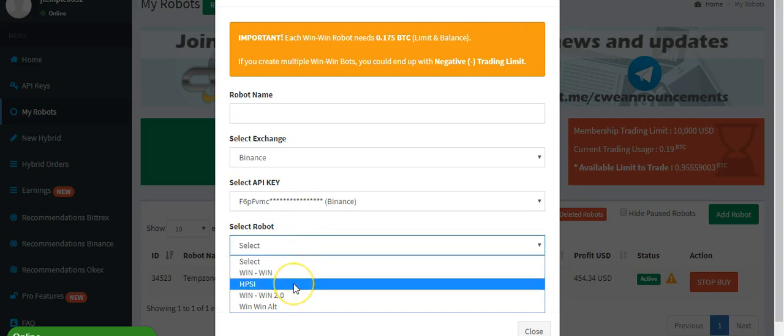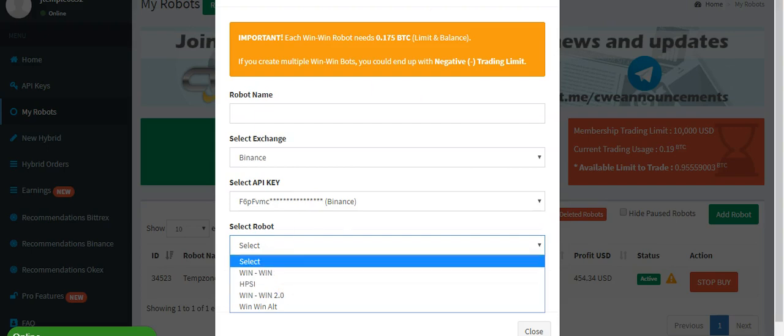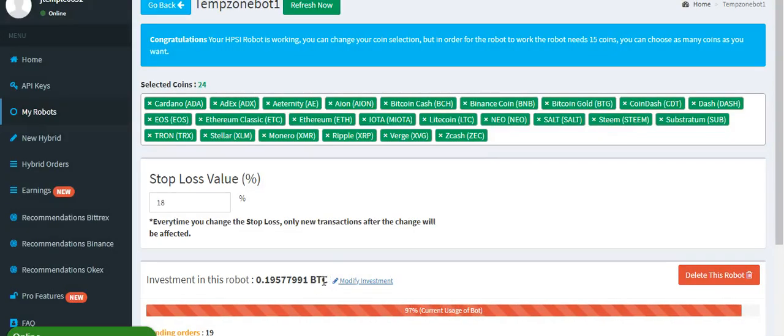So you have $2,000 trading on an HPSI bot. Well, what this bot's going to do is, I'll show you in just a moment, you're going to choose 15 coins. Okay, so let me show you real quick right here.